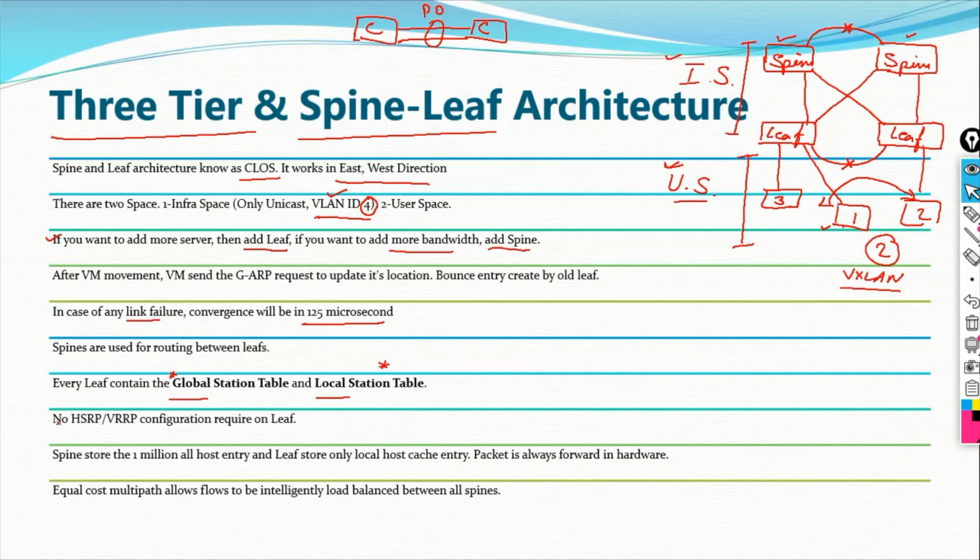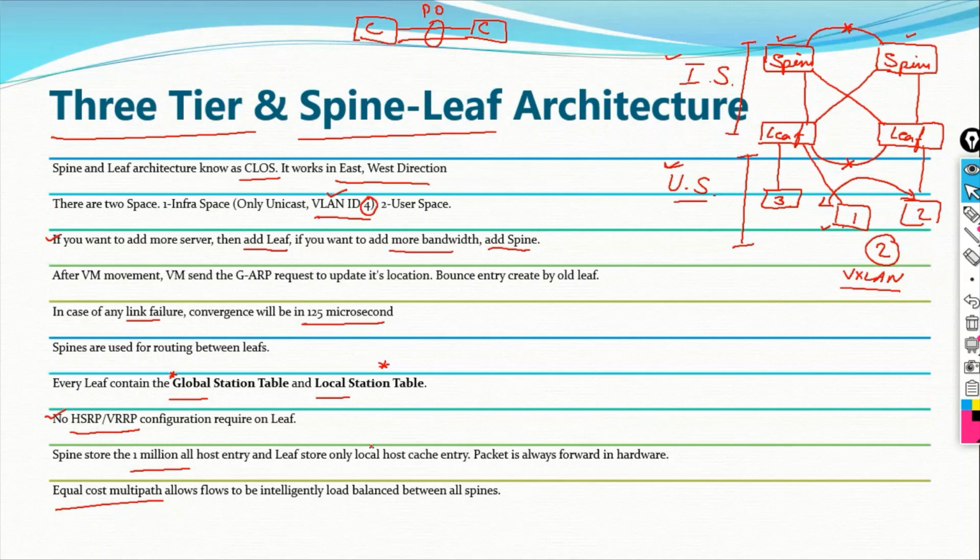We don't require any HSRP, VRRP, GLBP kind of protocol on the topology, because we have some other mechanism running, which gives us more flexibility compared to these protocols. And we have this scalability information: 1 million entries can be stored, and packets are always forwarded hardware-based, and we have ECMP configured. That is all we discussed till now.